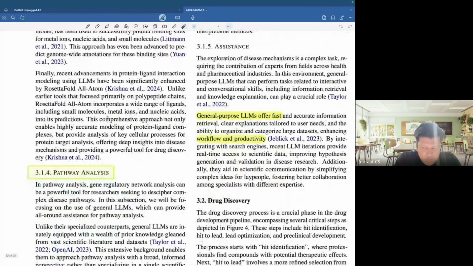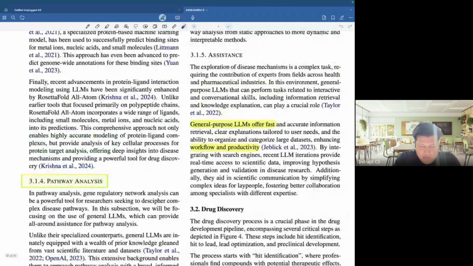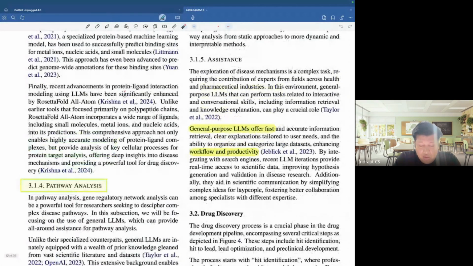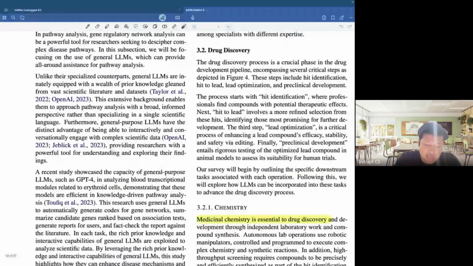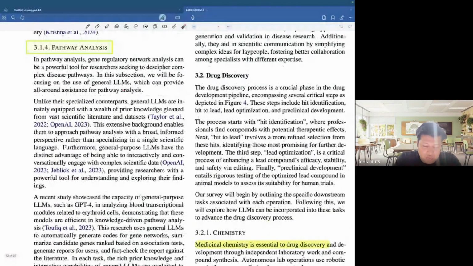So there is a recent one that is significantly enhanced by Rosetta Fold all atom, and this is in protein ligand interaction modeling with LLMs. This Rosetta Fold all atom is also another important discovery in terms of how protein interaction can be used or discovered using the LLM. Then we have pathway analysis.